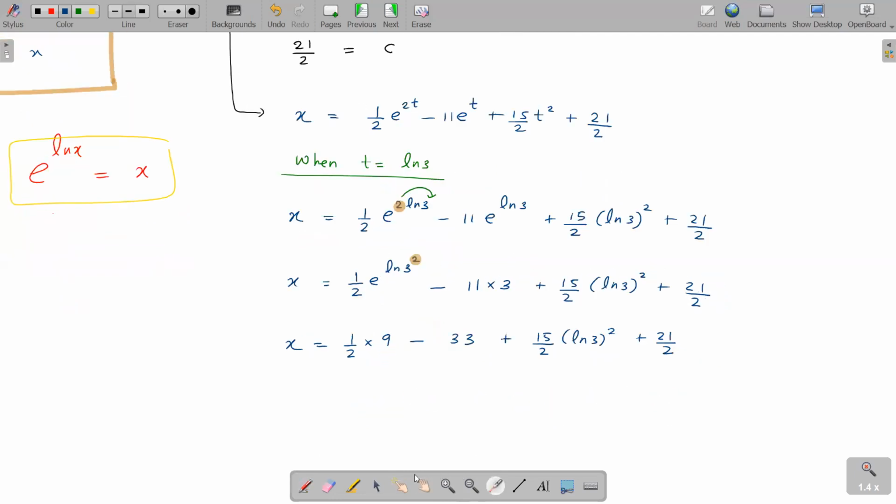Can you simplify this on the calculator? Half into 9 minus 33 plus 21 over 2. How much is it? Half into 9 minus 33 plus 21 over 2. How much? Minus 18. And then plus 15 over 2 ln 3 square. Okay.